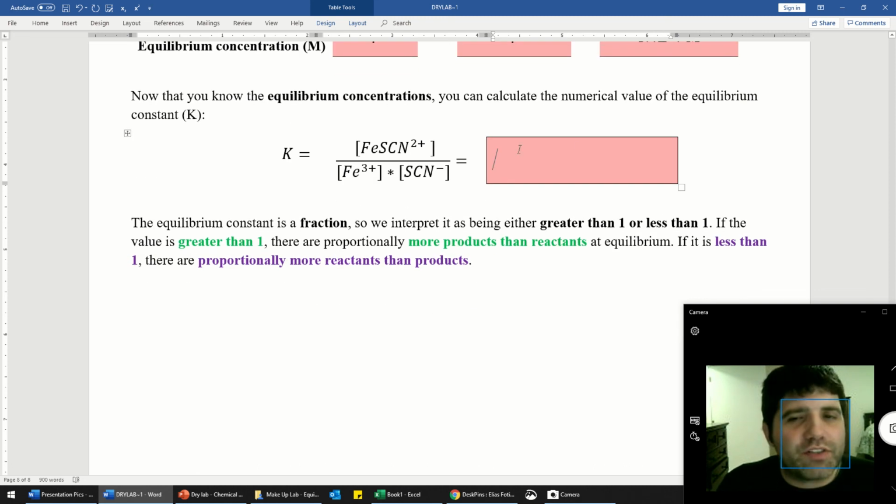There's a way you can interpret this as a fraction, and we like to think of this number as being either bigger than 1 or less than 1. If it's bigger than 1, that means the numerator is bigger than the denominator, and on the numerator we have products. So if this number is bigger than 1, then we have mostly products at equilibrium. And if it's less than 1, so if it's a decimal, it means that there are more reactants than products at equilibrium. So that's what that number tells us. It lets us sort of peek into the system at equilibrium and tell whether more reactants or more products are present. And that varies depending on the reaction you're looking at.